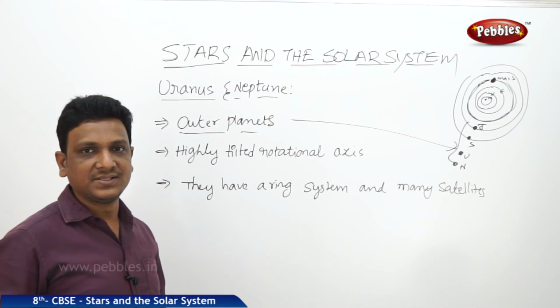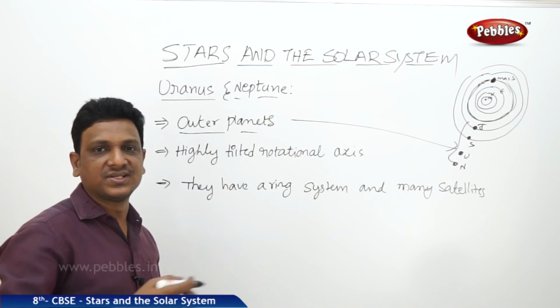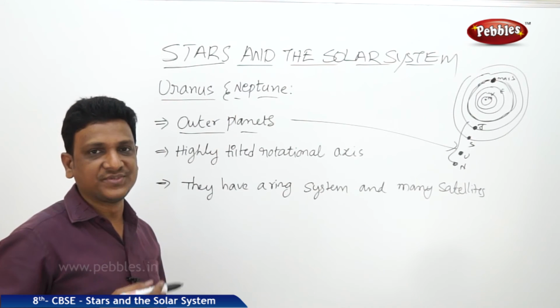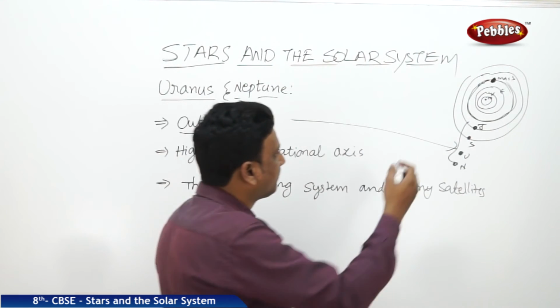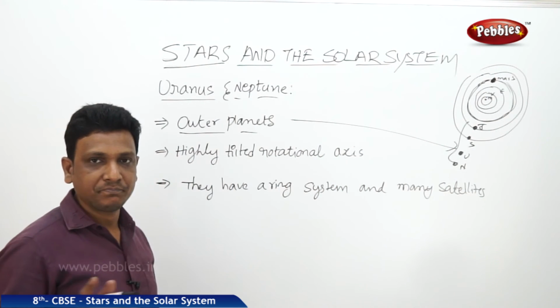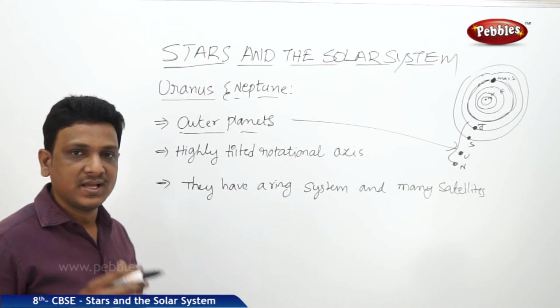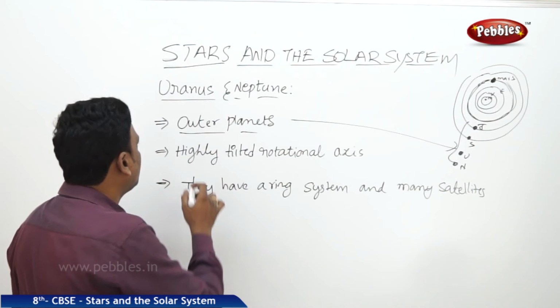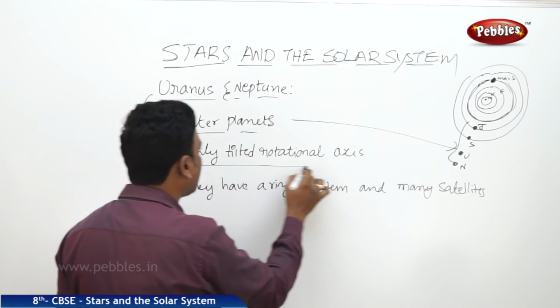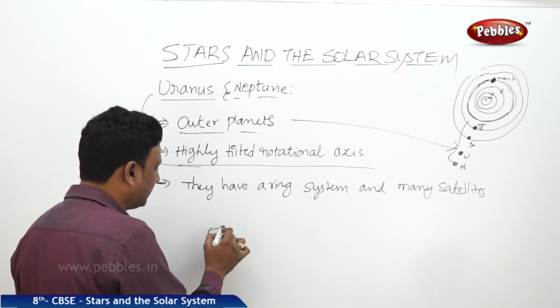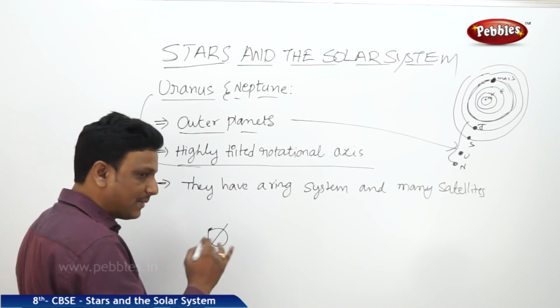The outer planets have certain ring-like structures around them, and they have a larger number of satellites. The inner planets may have only one satellite, one moon, or no moon at all. Whereas the outer planets used to have more moons. If you look at Uranus, it has a highly tilted rotational axis. This is the Earth. Its axis is like this, with some inclination.